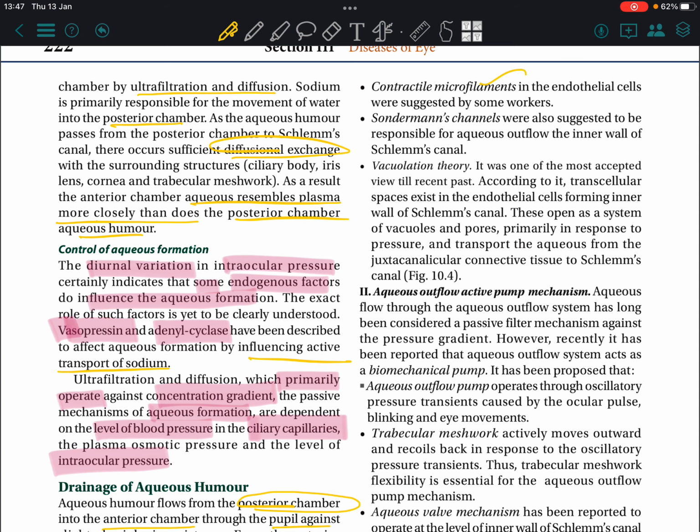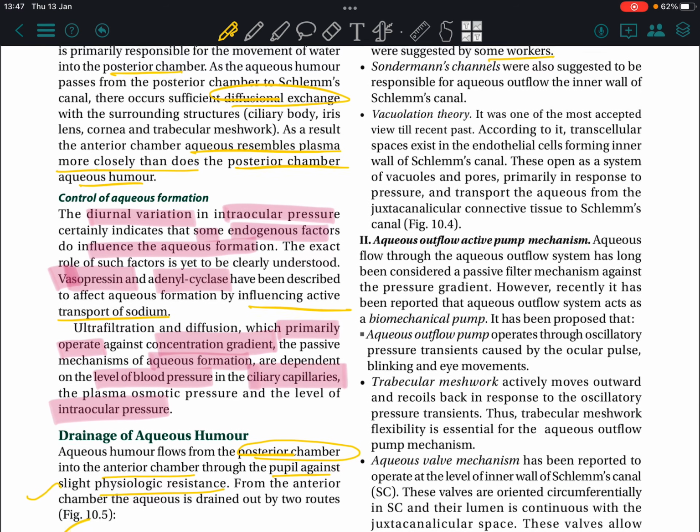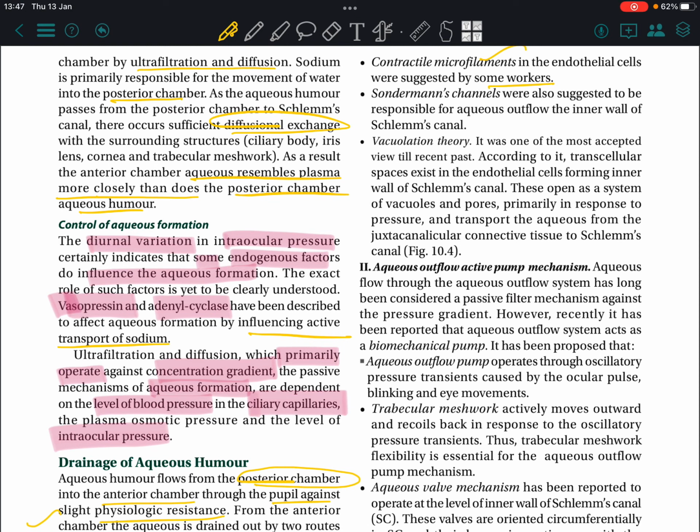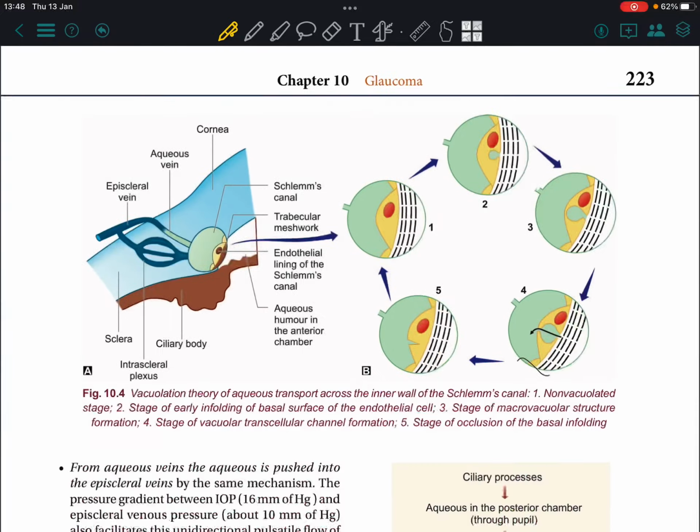Contractile microfilaments in the endothelial cells were suggested by some, and Sondermann's canals were also suggested. Vacuolation theory was one of the most accepted. According to it, transcellular spaces exist in endothelial cells forming the inner wall of Schlemm's canal. These open as a system of vacuoles and pores, primarily in response to pressure, and transport the aqueous from the juxtacanalicular connective tissue to Schlemm's canal. See diagram 10.4.